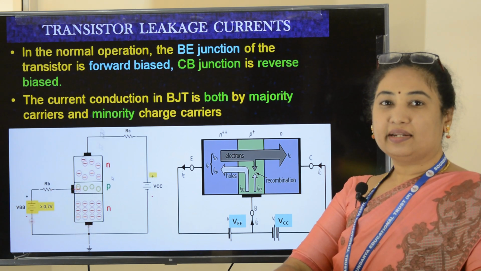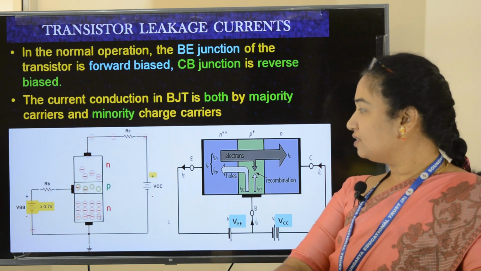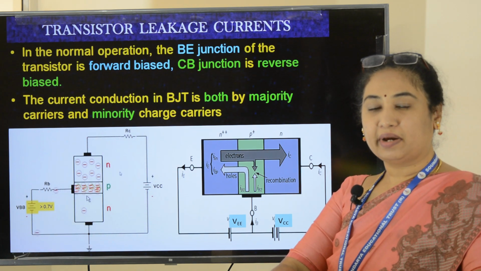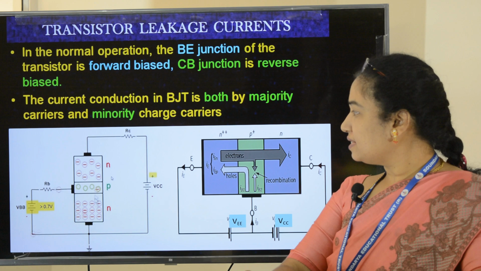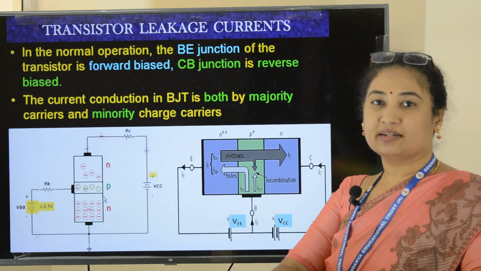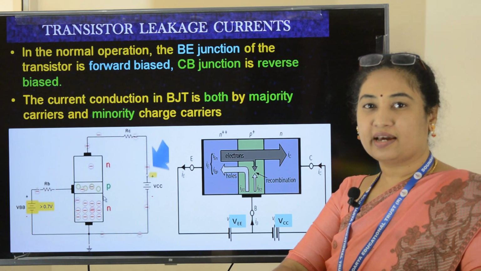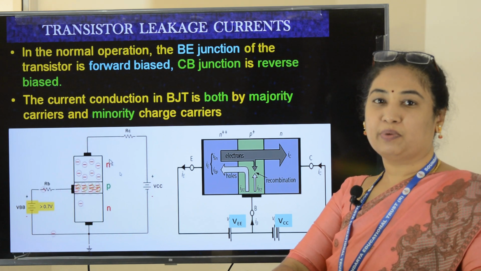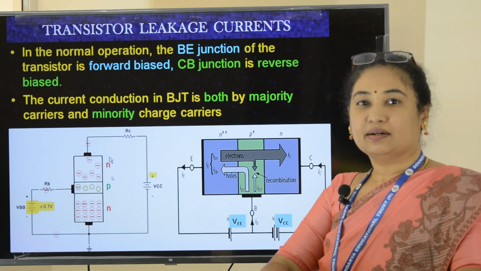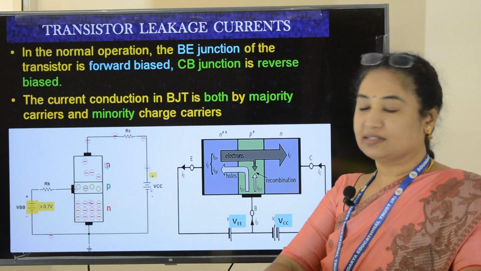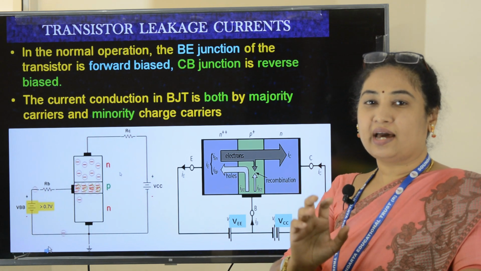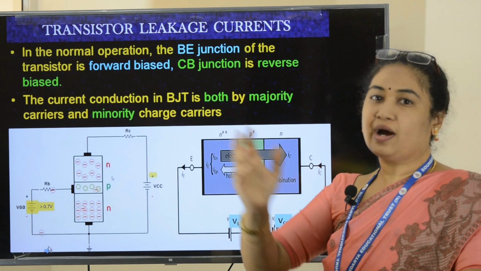This is an NPN transistor. In the N region, electrons are the majority charge carriers and holes are minority charge carriers. The base is made up of P-type material, therefore holes are the majority charge carriers and electrons are minority charge carriers. The collector is made up of N-type and therefore electrons are majority charge carriers and holes are minority charge carriers. Now when the transistor terminals are biased, the charge carriers move from one region to another.